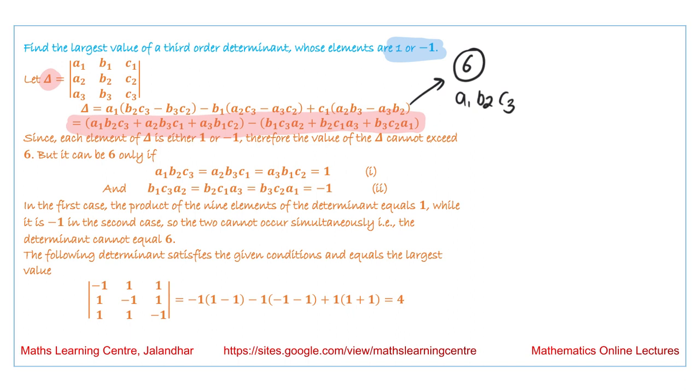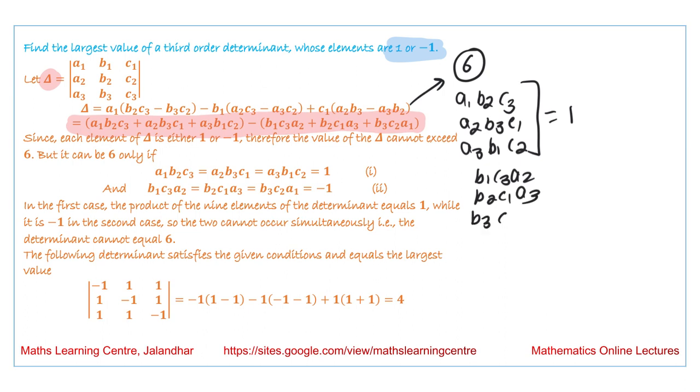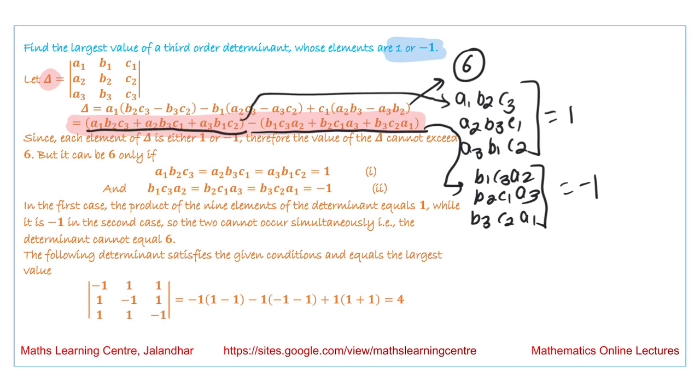A1, B2, C3, A2, B3, C1 and A3, B1, C2, all these values are equal to 1, and B1, C3, A2, B2, C1, A3 and B3, C2, A1, all these values are equal to minus 1. These all values should be equal to minus 1, and these all values should be equal to 1. In that case, the value of the determinant will be equal to 6.